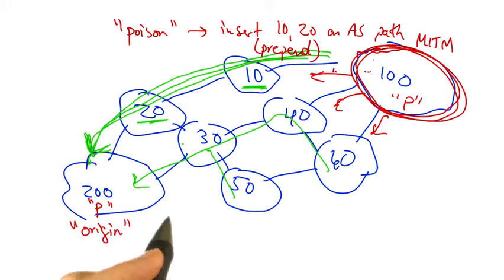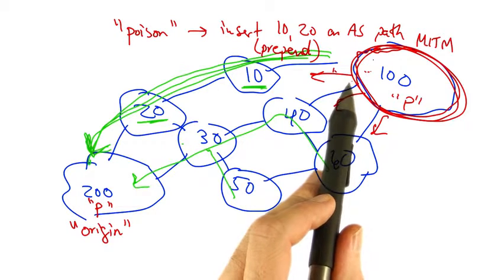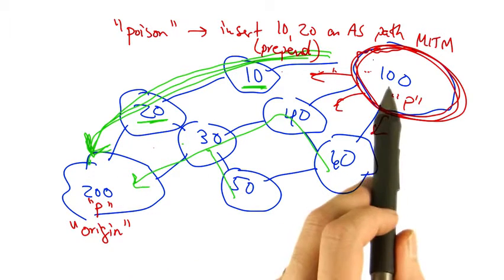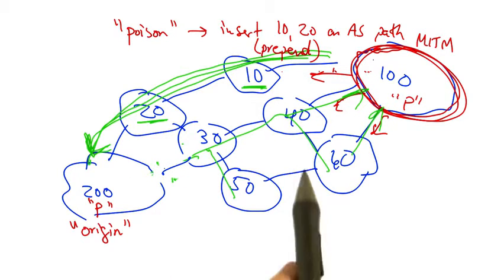On the other hand, the other ASs on the internet, in other words, every other AS that's not on the path back from 100 to 200, will switch. And now all of the traffic from other ASs en route to AS200 will traverse the attacker AS100.